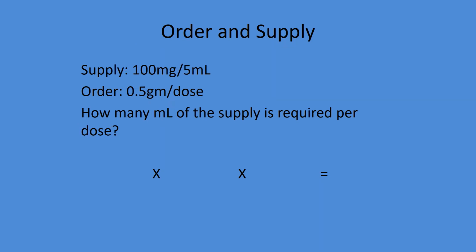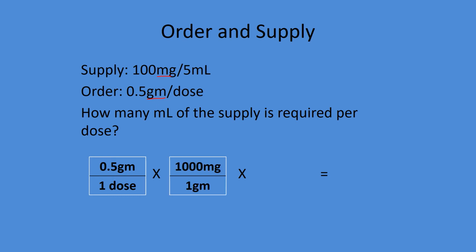All right, let's try this one. So we got half a gram per dose. Our units are not the same, so we may want to make them look the same here. This time I got to put the grams at the bottom to cancel it out. And our next step is to multiply by the supply. So the supply will need the milligrams at the bottom: 5 mLs per 100 milligrams.